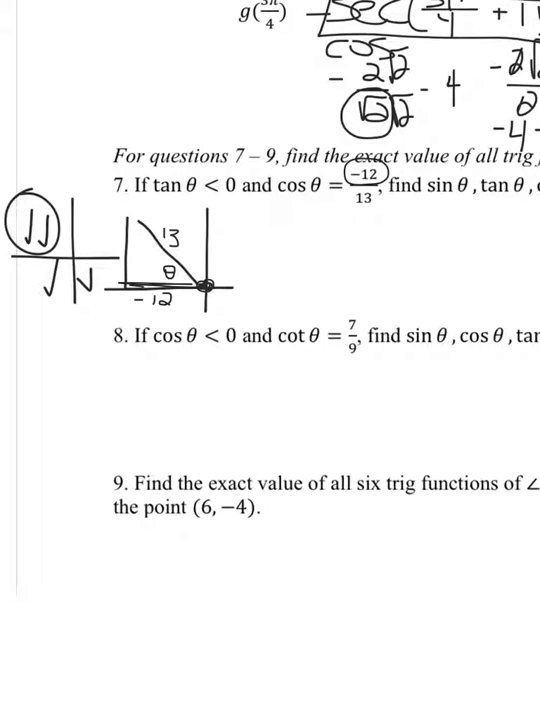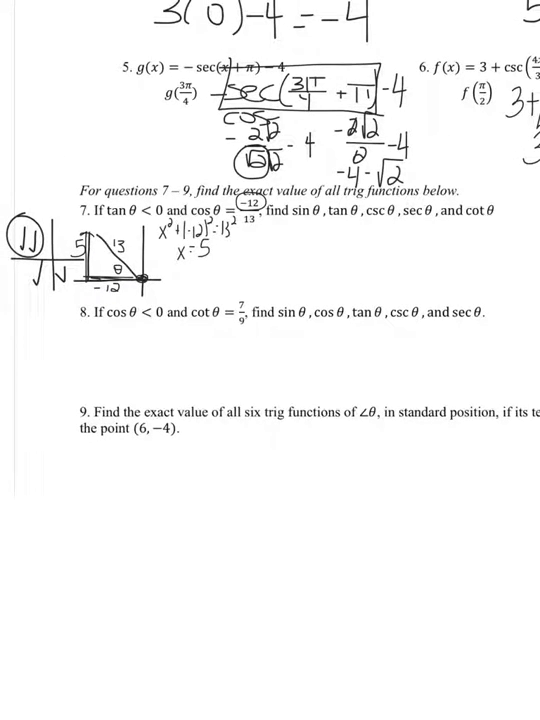And then I do Pythagorean theorem to figure out my other side. So I'm going to do x squared plus negative 12 squared equals 13 squared. I end up getting that x is equal to 5, and it is a positive 5 because I'm going up 5 units. So now I can figure out everything. Cosine is already given, so sine is opposite over hypotenuse, so sine is 5 over 13, which means that cosecant is going to be 13 over 5.